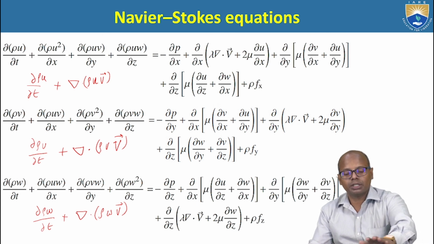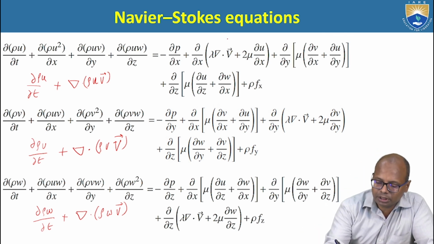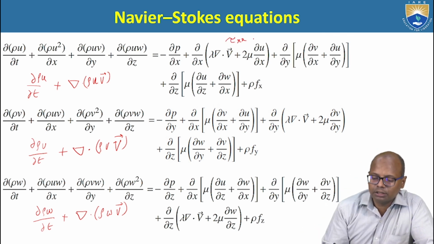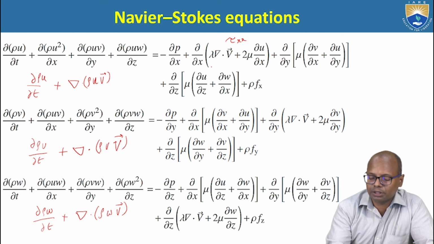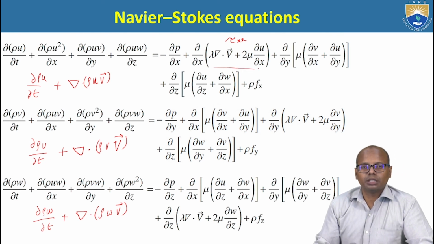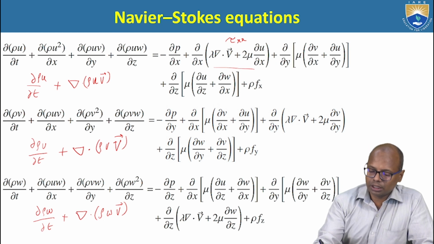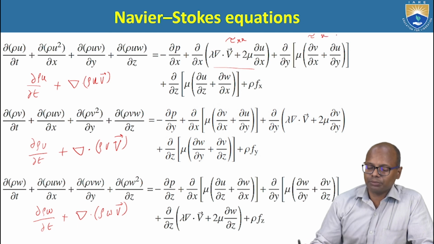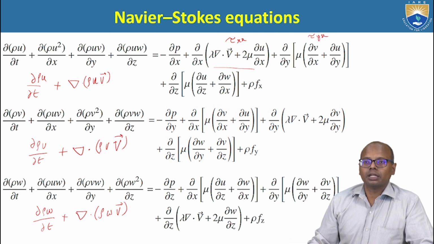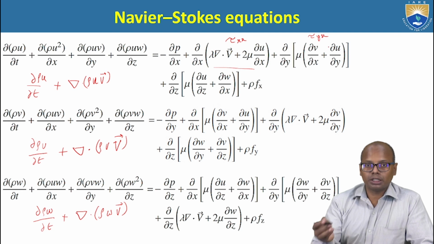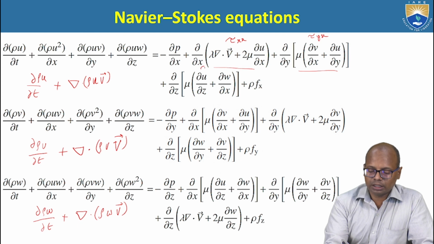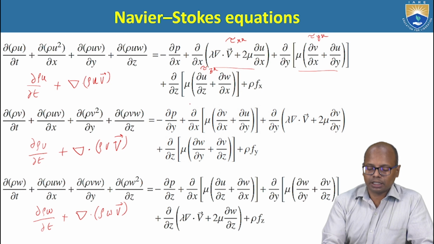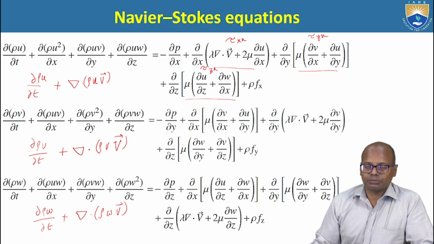What we changed is here. Previously I had tau xx. In place of tau xx, I placed the equivalent value based on Newton's law of viscosity. And here I had tau yx in the momentum equation; the equivalent term is placed here. And here what I had is tau zx. In place of tau zx, I placed the equivalent value of that.